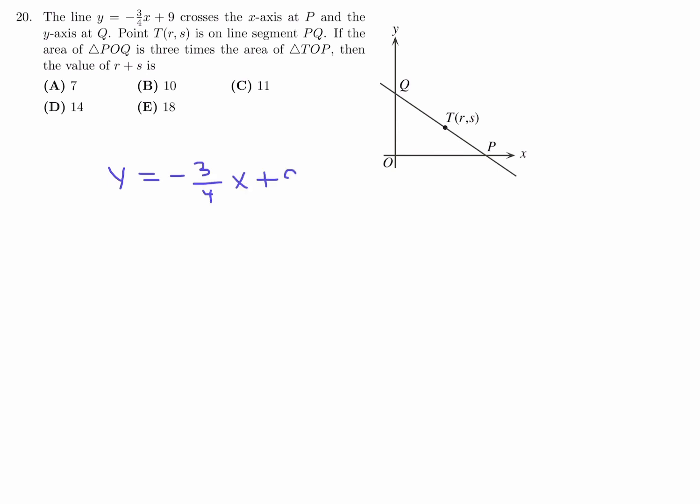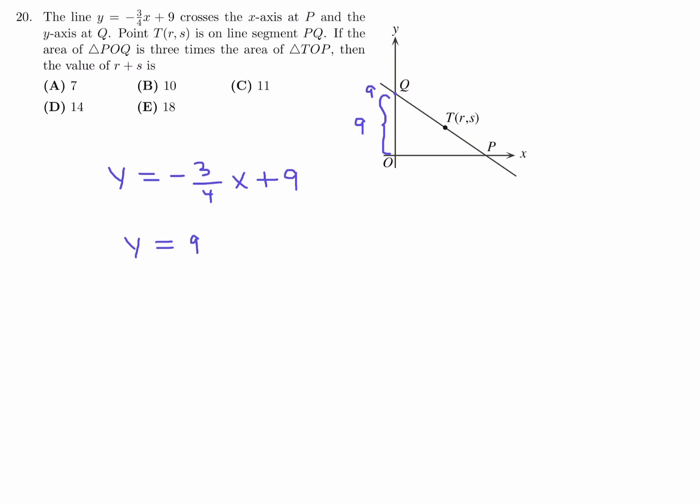And this is really just figuring out the x and y intercepts. So first, find the y-intercept: set x to 0, and that quickly gives you y is equal to 9. So that means this is 9. So this side is basically 9, QO or OQ, whatever.